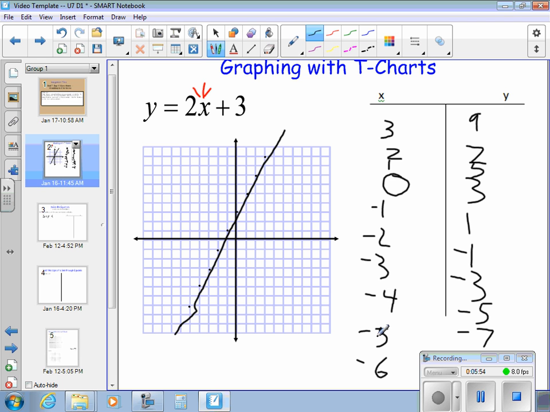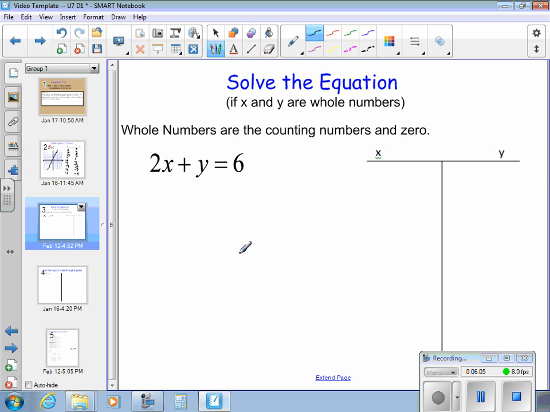But you get the idea. We came up with some points by using the t-chart. We plotted those points and then we put a line through them. Okay, now let's move on to this next one.